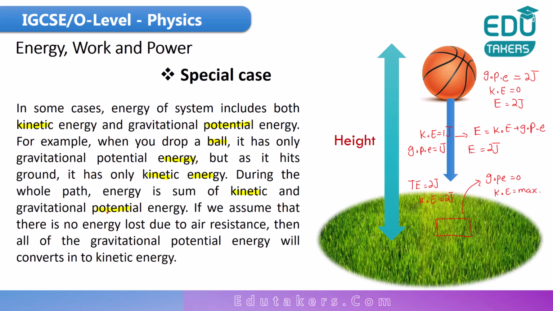energy, if we assume that there is no loss of the energy due to air resistance. Air resistance is basically the force that slows down the object. The air resistance causes the loss of energy. In this case, we have ignored the air resistance. It means that there is no loss of the energy. Then all of the gravitational potential energy will convert into the kinetic energy as the ball moves towards the earth.